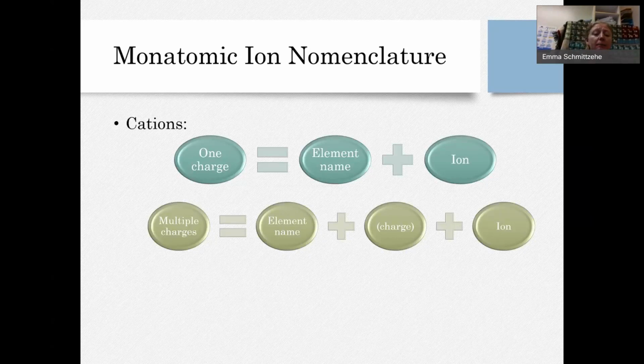Whereas you can have lots of other elements that are willing to give up multiple numbers of electrons. So say, for instance, copper. Copper is an element that has atoms that are willing to give up either one electron or two electrons. And so if you have a copper atom and that copper atom ends up giving away one electron, then it's going to form Cu plus.